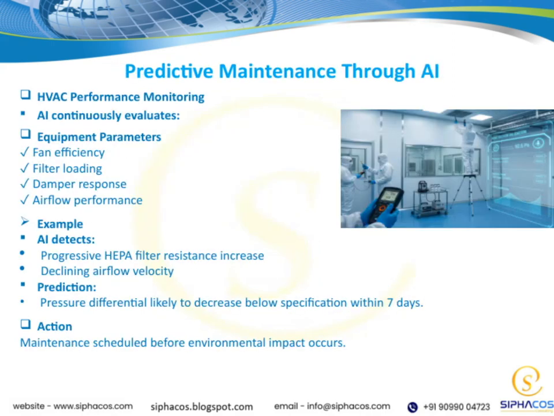Let's talk about predictive maintenance using AI in HVAC systems. The AI keeps a constant eye on key equipment parameters, things like fan efficiency, filter loading, damper response, and airflow performance. For example, it might notice a steady rise in HEPA filter resistance or a drop in airflow velocity. From this, it predicts when pressure differentials will fall below acceptable levels, often days in advance. That way, maintenance can be scheduled proactively before any environmental issues arise. It's about staying ahead, not just reacting.